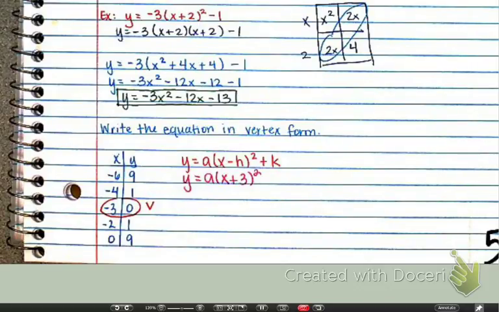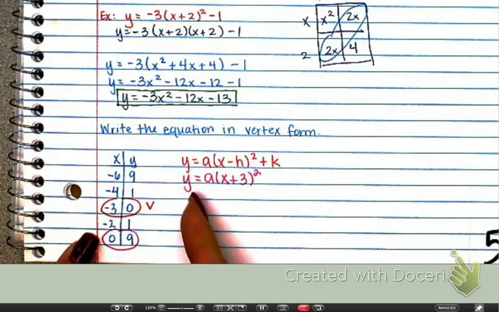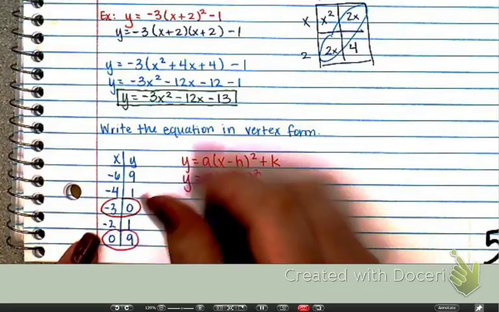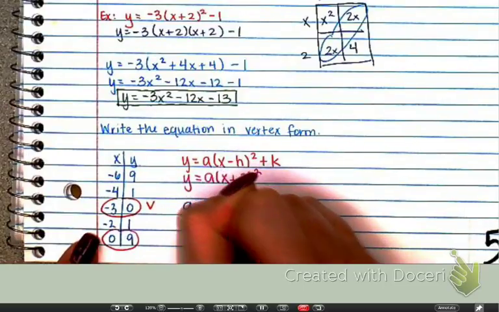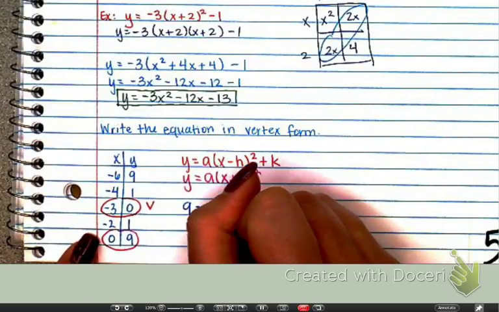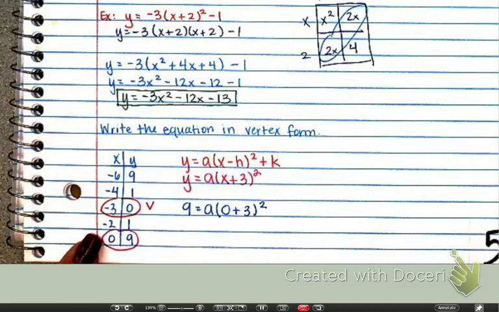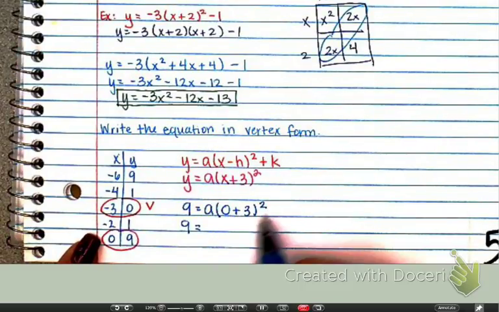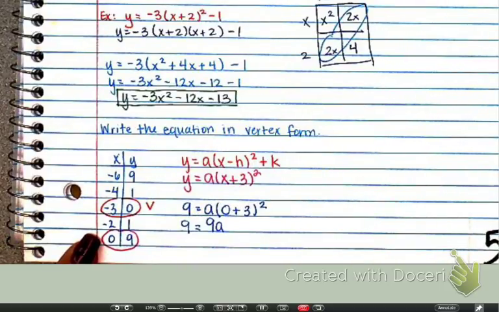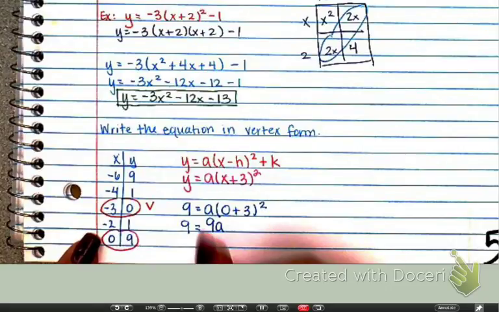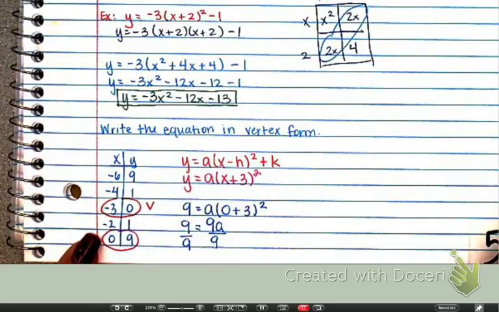0, 9. I agree that 0, 9 probably looks the easiest. Okay, so I'm going to take 0, 9, and I'm going to plug it in for x and y so that I can solve for A. We're going to do a couple of these. Okay, so this becomes 9 equals, I don't know what A is, that's what I'm solving for. X is 0 plus 3 squared. What's 0 plus 3? 3, and 3 squared is 9. So this is really 9A. And then how do I get A by itself? Divide by 9, which means A equals 1.